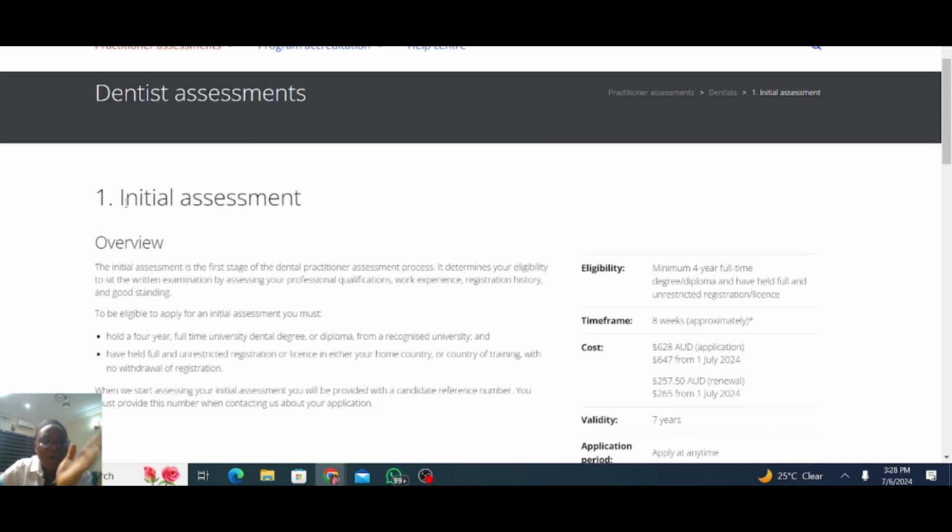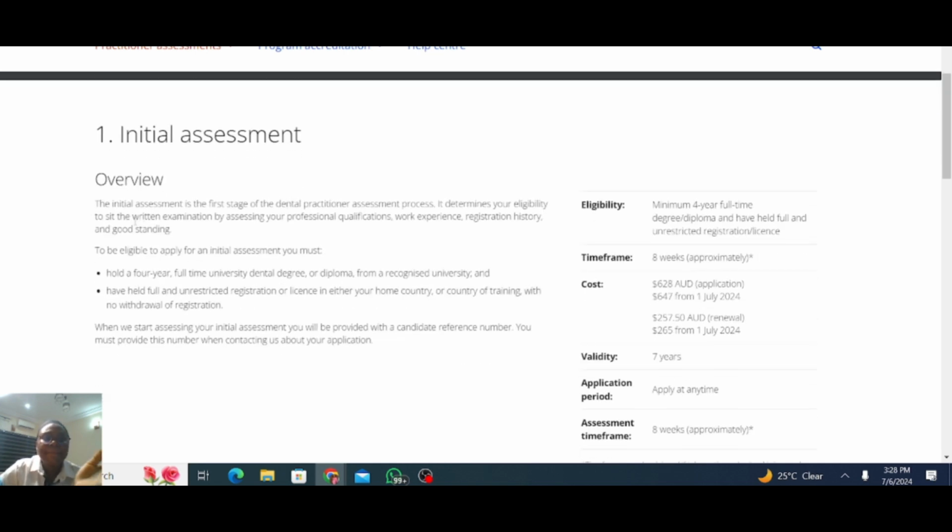I talked about the first step you need to do is to take the initial assessment, right? Now, for you to be eligible to apply for initial assessment, this is what you must have. First of all, hold a 4-year full-time university dental degree or diploma from a recognized university and have held full and unrestricted registration or license in either your home country or country of training with no withdrawal of registration.